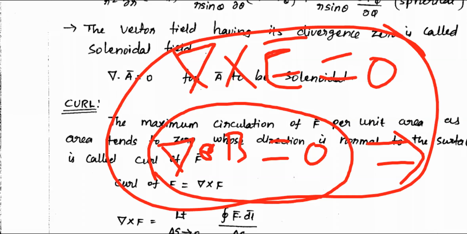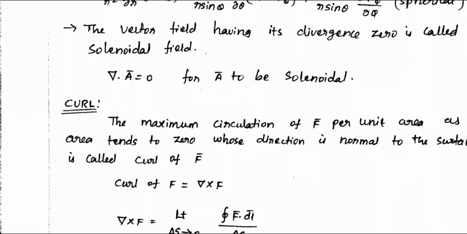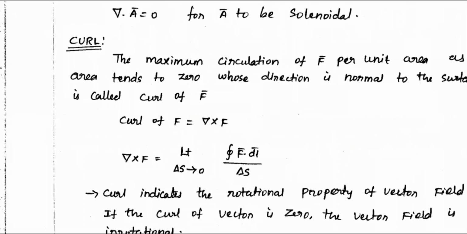Now, by definition, what is the curl? If you want to get the curl value del cross F, you first calculate the total line integral value, integral of F dot dl, then divide by ds as the surface tends to 0. Then it is giving you the curl. In the previous case, we compared the surface with volume. In this case, we are comparing the line with the surface.